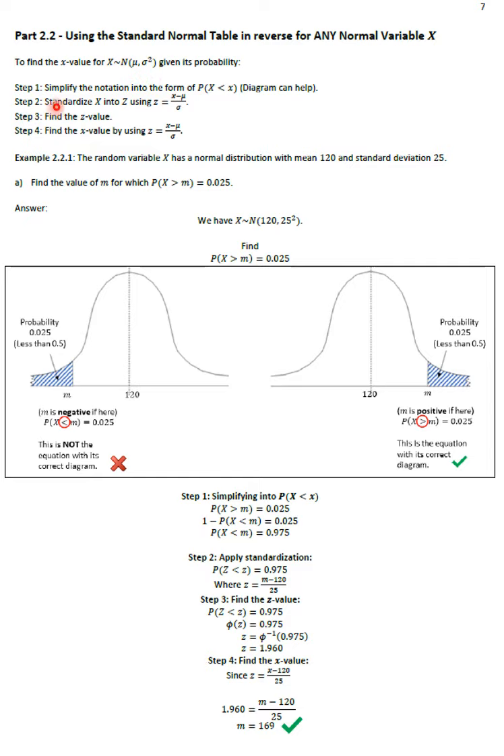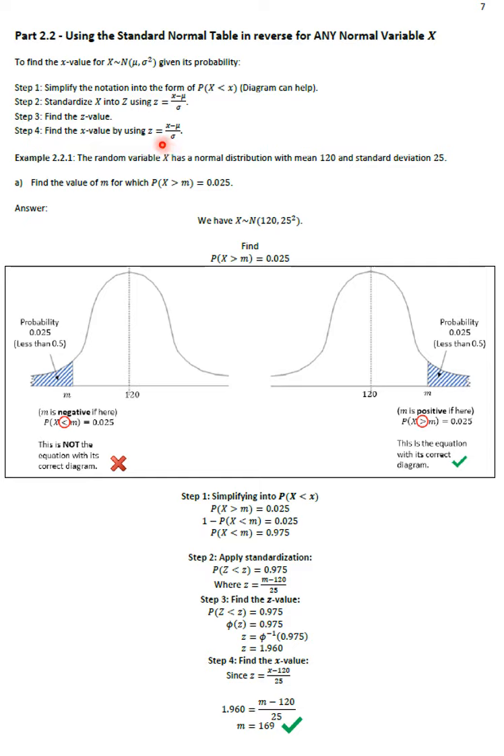The first one, simplify the notation into the form of P(X less than small x). You can also draw a diagram as I taught you to help you. After that, you standardize, then in step 3, you find the z value, and the final step is you find your x value. It's very, very similar to the first part.